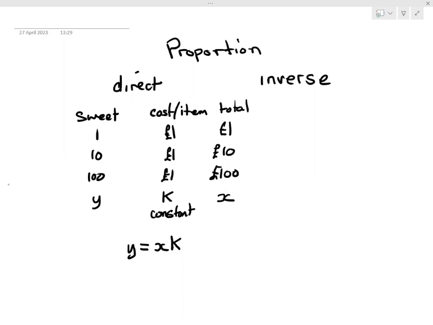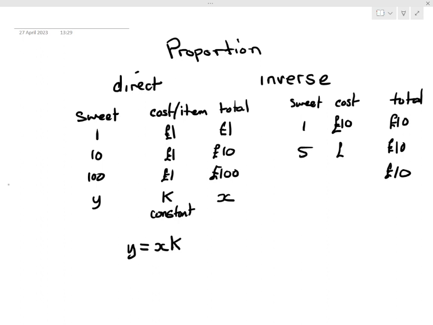Yeah, in an inverse proportion, you get the sweets, you get the cost per item, and you get the total like this. And the total is always going to be the same. This is the constant now. I know this is not very realistic, but it's an idea of what you do. So if you buy one sweet, the cost is £10 to make the total £10. If you buy 5 sweets, the cost will have to be £2 to make the total. If you buy 10 sweets, they'd have to be £1 each.